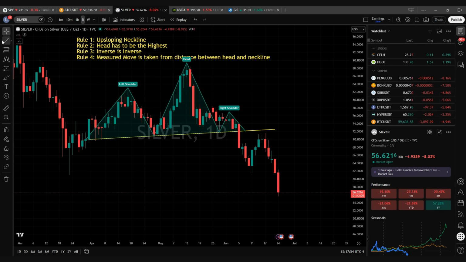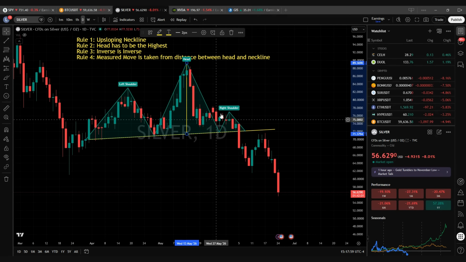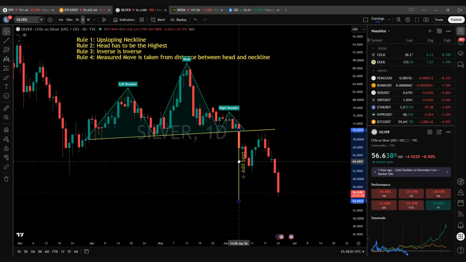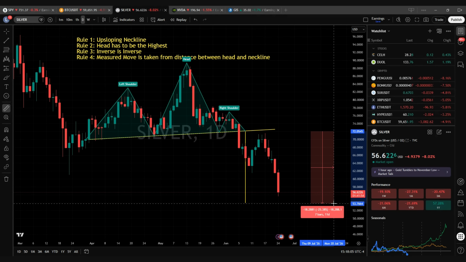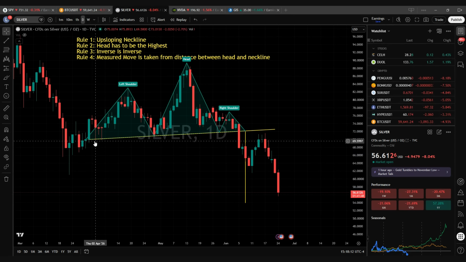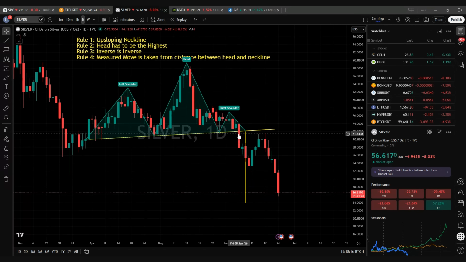And this is on silver, right? Which absolutely took a tumble. So let's go ahead and take the measured move of this. And boom, take a look at that. Measured move down to around $54, basically similar to where it's at now. But you saw how I did that, right? This is the left shoulder, this is the head, and this is the right shoulder.